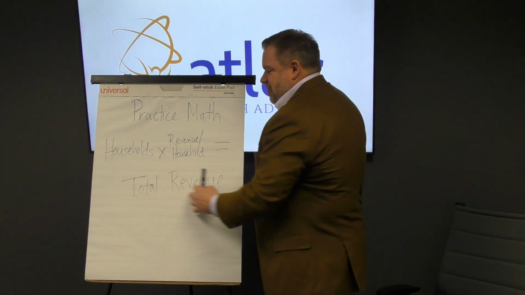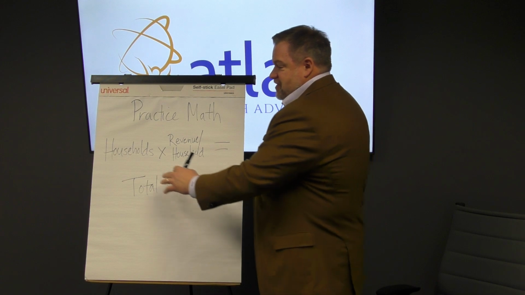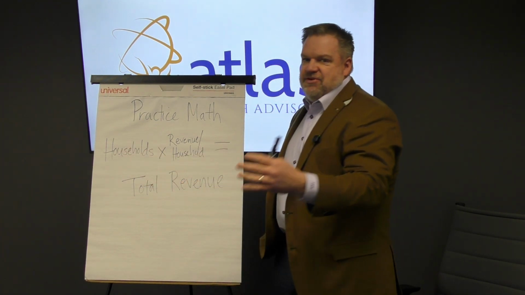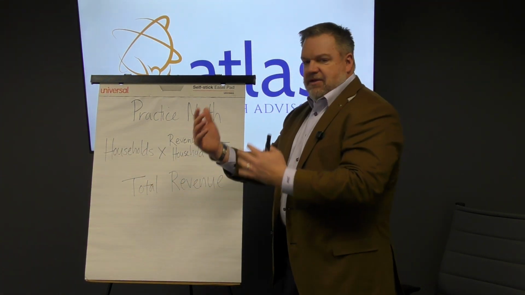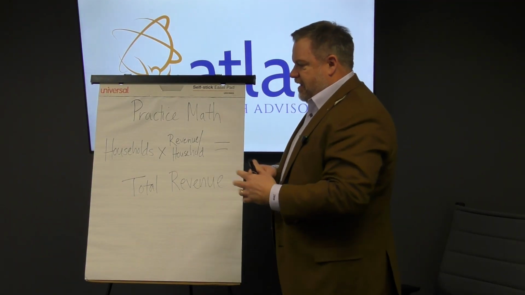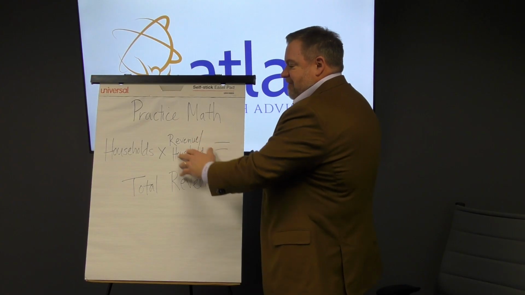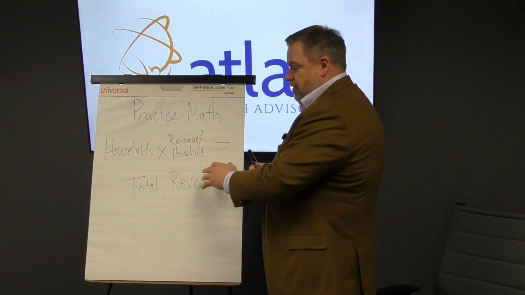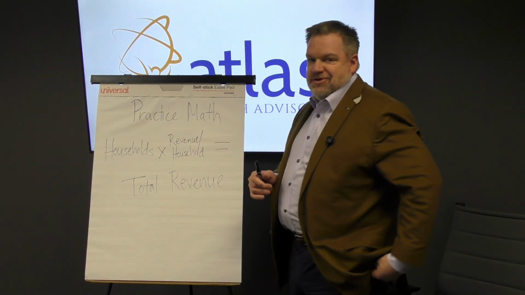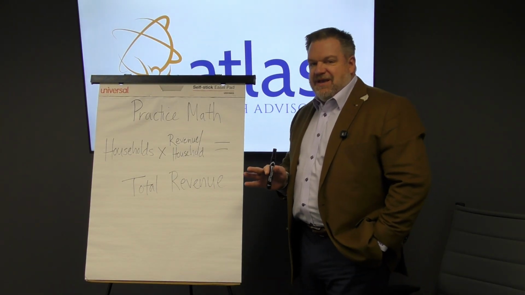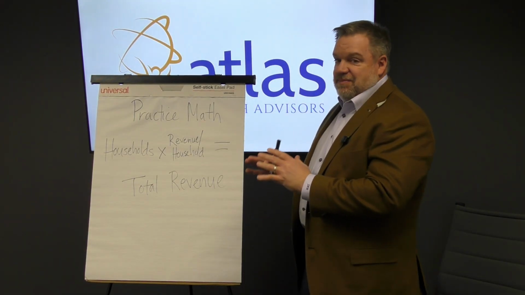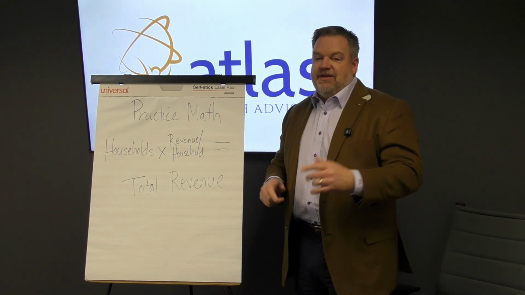The revenue of our practice, pretty simple, is a function of how many households we have, and you may call it differently. You may look at it from an account level. You may call it relationships, whatever. Households times the average revenue per household equals your total revenue, right? Pretty basic stuff, but I think it's potentially really valuable to look at it this way.